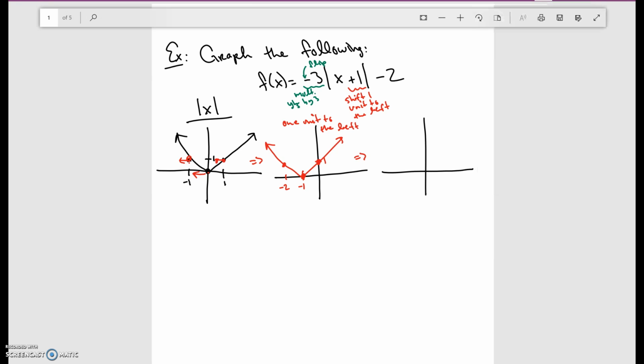So multiply all my y values by 3. Right now we have this point and this point, and all of these points are going to be multiplied by 3. So this y value, which is 1, I'm going to multiply by 3. Let me do this one step at a time before I flip it. When I multiply this 1 by 3, now I'm going to be at 3.